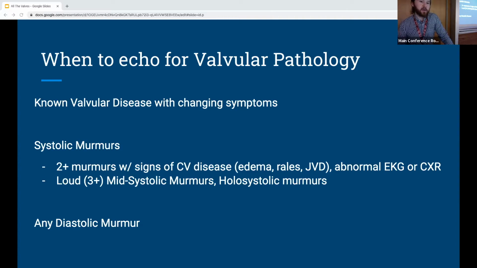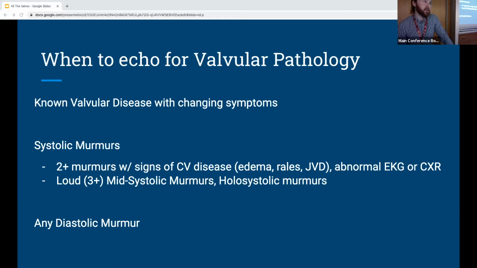If you see edema, rales, JVD, or if you see an abnormal EKG or chest X-ray that has not been identified before, or has changed from prior. And then loud murmurs, 3+, mid-systolic murmurs, holosystolic murmurs. Honestly, I've never heard these. I just lied every time I said I heard these. Yeah, I'm not good at this.